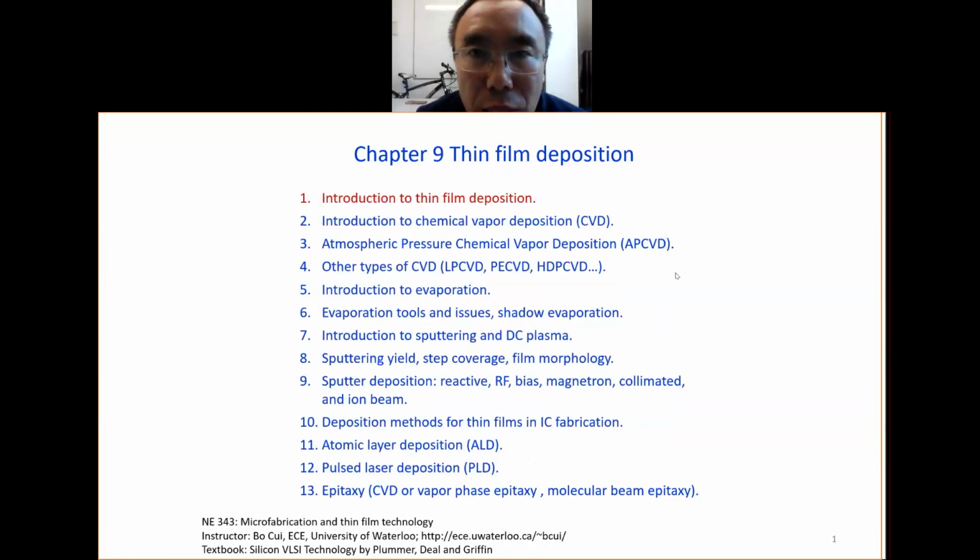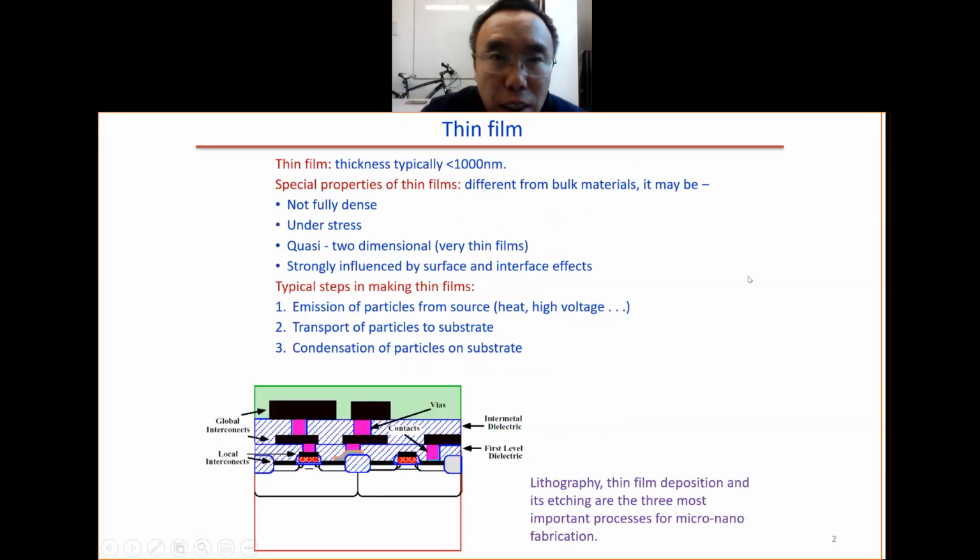So now let's look at Chapter 9, thin film deposition. So what is thin film? Thin film is usually less than 1,000 nanometers in thickness. The property of the thin film is different from the bulk materials. For example, it is not fully dense, and there is stress. It is like a two-dimensional material and is influenced strongly by the surface and interface effects.